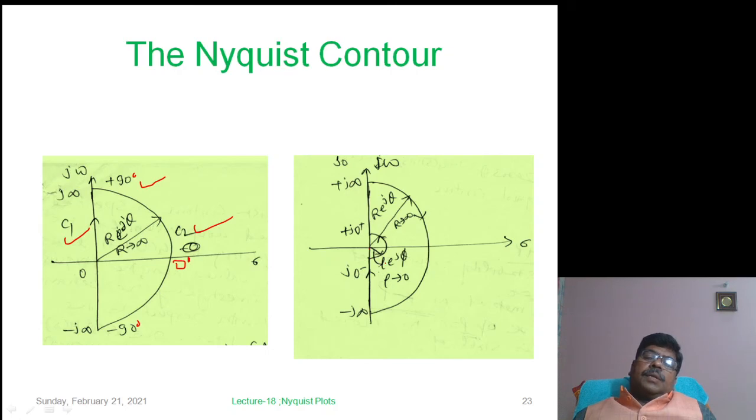This rho should tend to 0 because it is lying at this point. Since it is moving like this, from this point there will be a detour, and this is the point where the angle is minus 90 degrees. That will move to 0 degrees, and at this point it is plus 90 degrees. So this is the case if any point or pole lies at the origin.